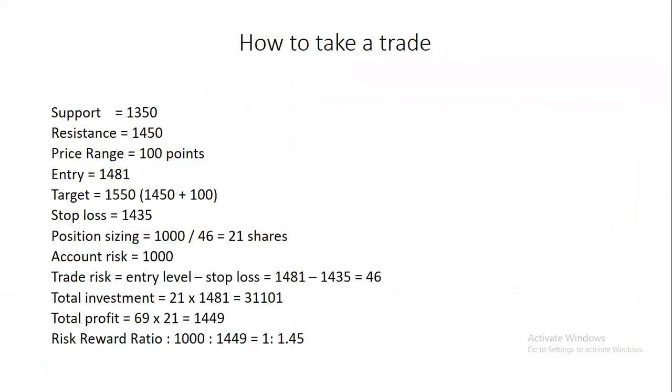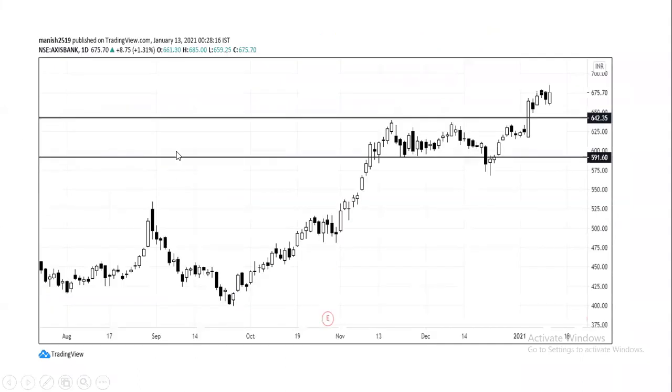Now last week we got a breakout in the Axis Bank counter also. You can see Axis Bank was also moving sideways. First, it gave a breakdown, but after that, you can see it formed a hammer and recovered, and you can see this big breakout on the upside. Now look at the range between support and resistance. Support was somewhere around 590, resistance was around 640.